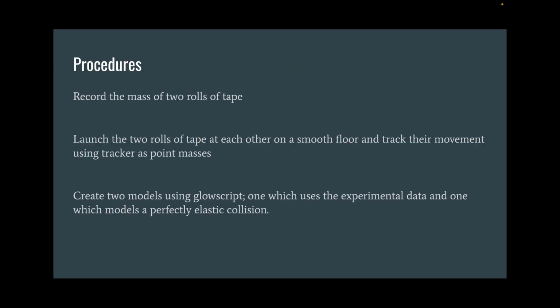The procedures for the experiment are pretty straightforward. We started by recording the mass of 2 rolls of tape, and then launched the 2 rolls of tape at each other on a smooth floor, tracking their movement using Tracker while treating them as point masses. We then created 2 models using GlowScript, one which uses the experimental data, and one which models a perfectly elastic collision, before comparing both.